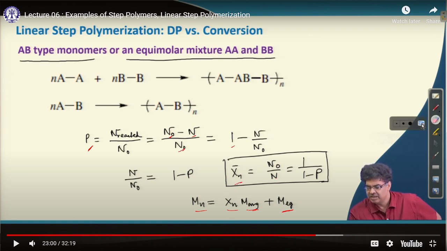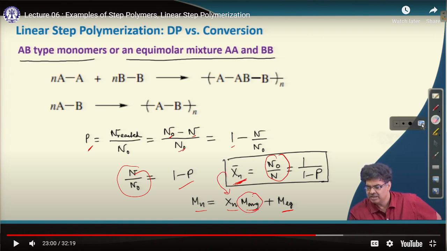Degree of polymerization, we already derived this formula, n0 upon n. Since here it is n upon n0, you are just inverting it. So 1 minus p will be inverted; it will be 1 upon 1 minus p. In this way you can find out the degree of polymerization. This value you will put here.